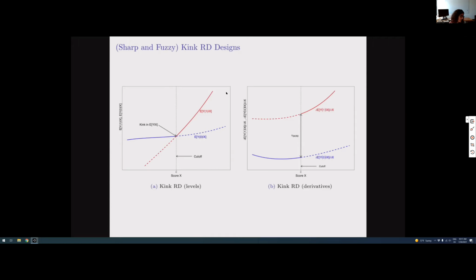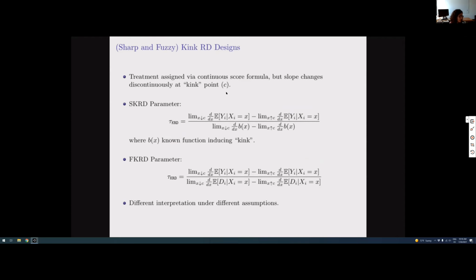And when you look at outcomes, you're not going to expect a jump in the outcome like in the typical RD, but you might expect a kink, like a change in the slope right at the cutoff, which basically is equivalent to a jump in the first derivatives of the regression functions. And so you can define parameters of interest analogously and identify them with similar assumptions to the usual parameters, but instead of the levels of the regression functions, you're going to have the first derivatives.